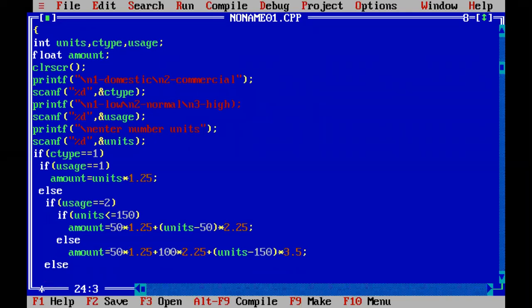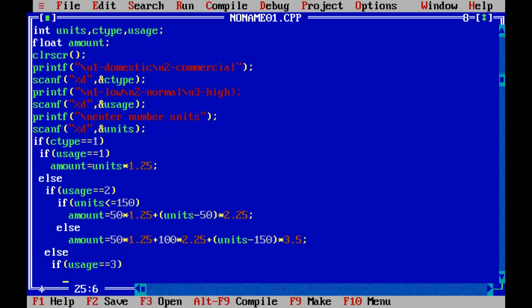Else means, if usage is not equal to 2, if usage is equal to 3, the third type of usage is there. If usage equal to 3, in this case we have to calculate the first 150 units as usual.